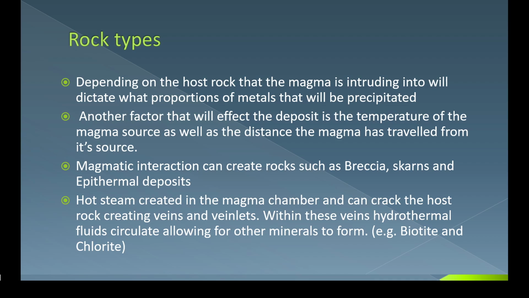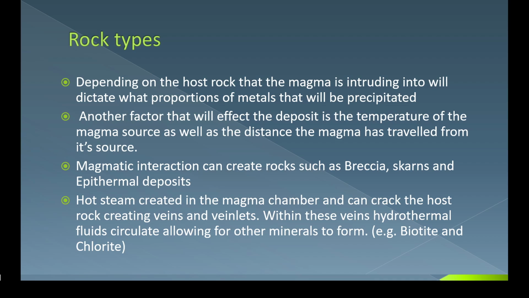So what type of ore, or what are the rock types that can be deposited in this ore body? Well, it is very much dependent on the host rock that the magma intrudes into. The magma intruding into the ore body also can dictate the proportion of the metal that will be precipitated. Another factor is the temperature of the deposit. If the magma is sourced from a high temperature deposit, or it can be traveling from a far distance away.